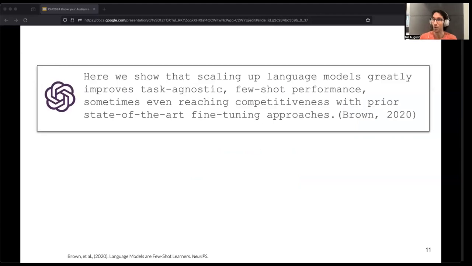So let's see how this might work in practice. Here's a sentence from the research paper introducing GPT-3 in 2020: "Here we show that scaling up language models greatly improves task-agnostic few-shot performance, sometimes even reaching competitiveness with prior state-of-the-art fine-tuning approaches."